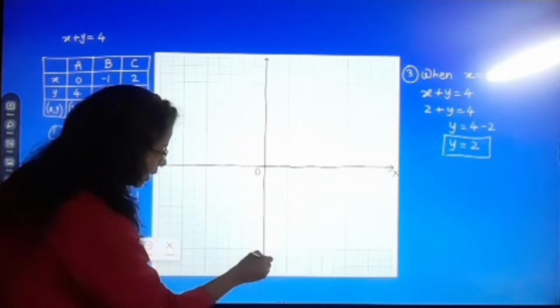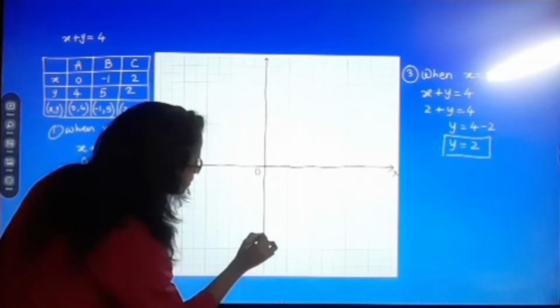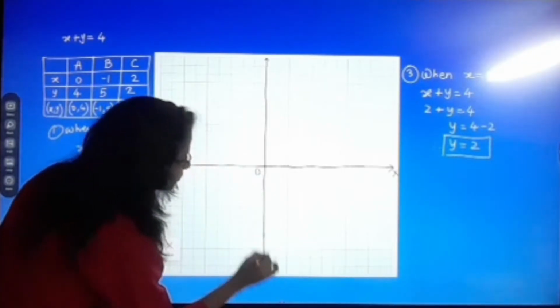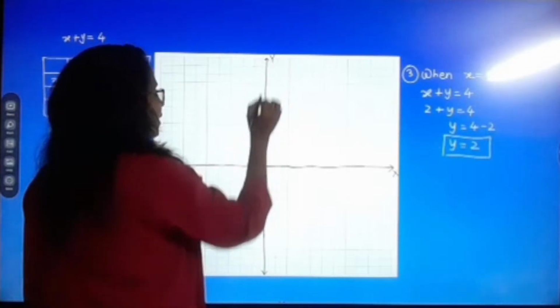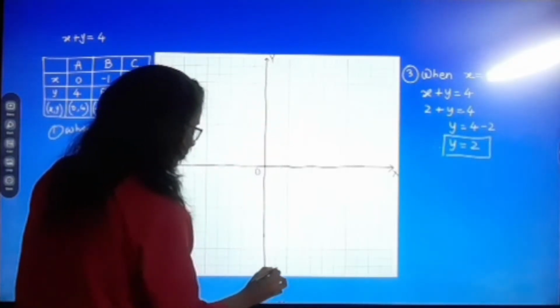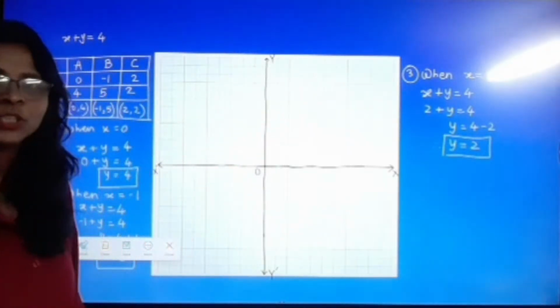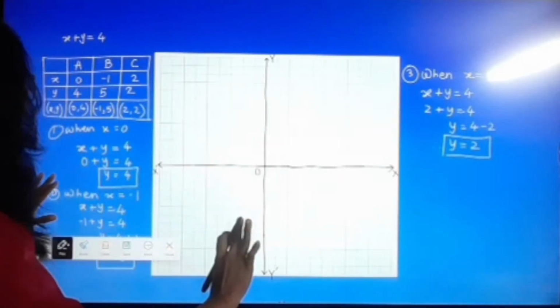Draw the vertical line. Okay. So this is the y'oy. Okay, students, y'oy. So now here plot these points.